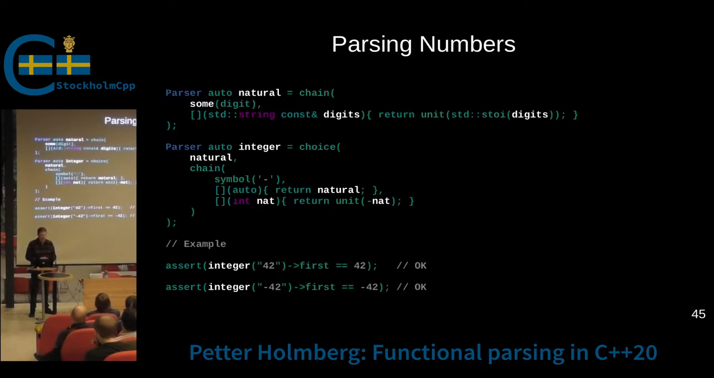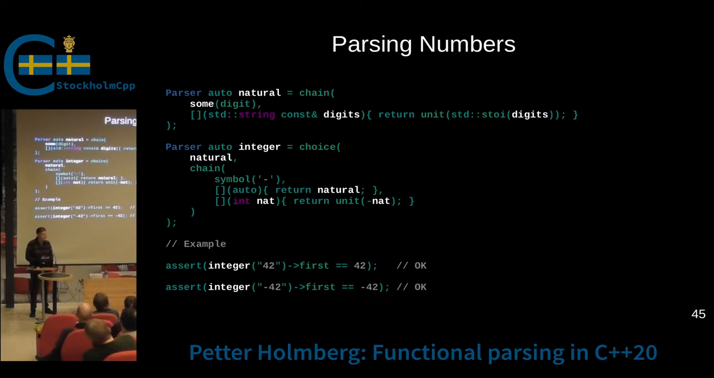Great, so now we can parse natural numbers. What's a natural number? It's some digits. One or more digits, remember that. But we don't want that as a string. We want it as an int in this case, so we can use chain to convert that into an int with S2I. So now we parse natural numbers.